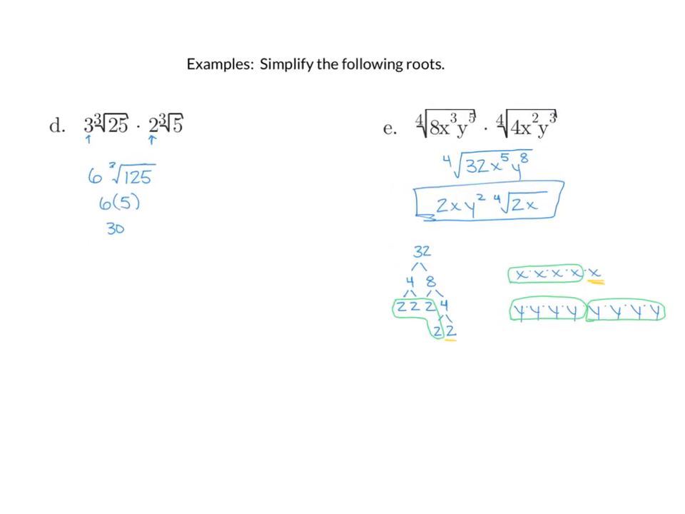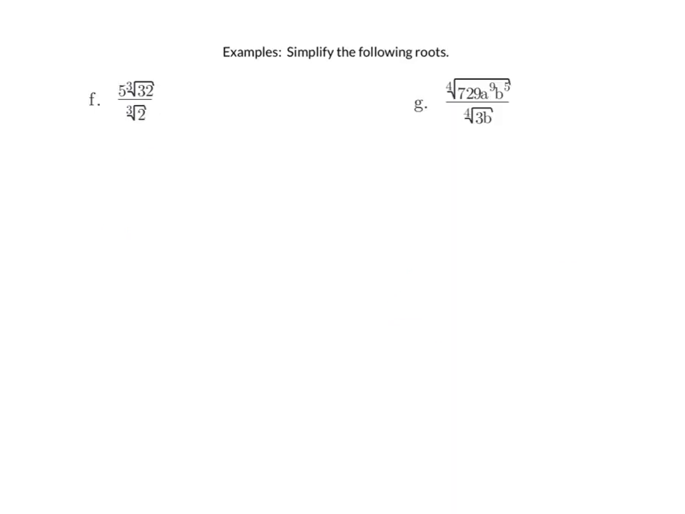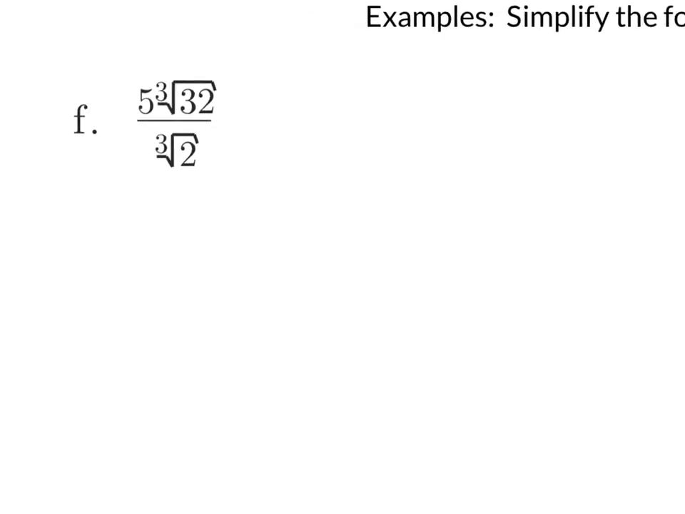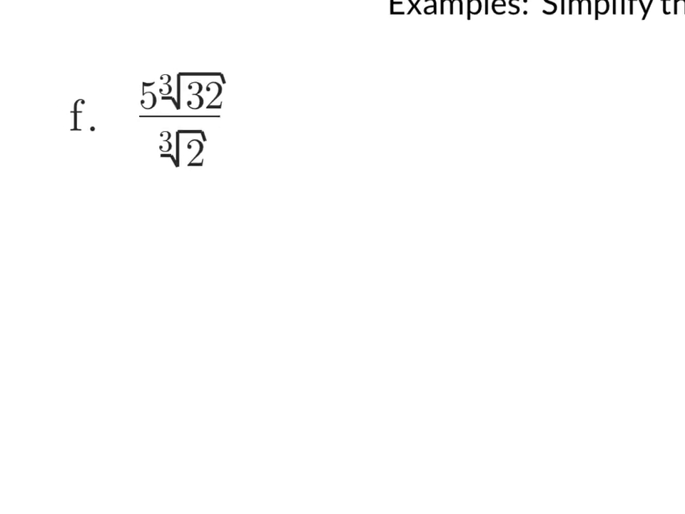Okay, so these are some examples of multiplying, but we also said that we wanted to do some division. So let's go ahead and look at some division problems. Let's start with F. The first thing I want to do is, again, combine my outsides and my insides. So on the outside, I have a 5. I'm going to bring that down.